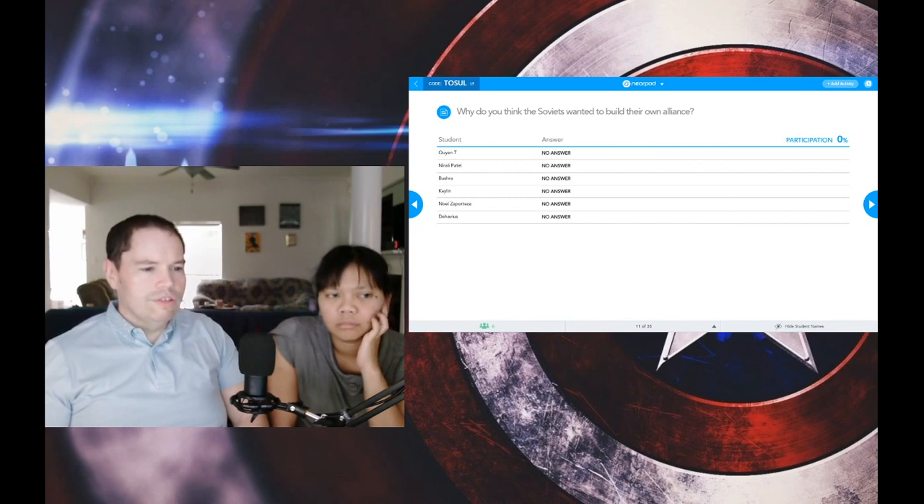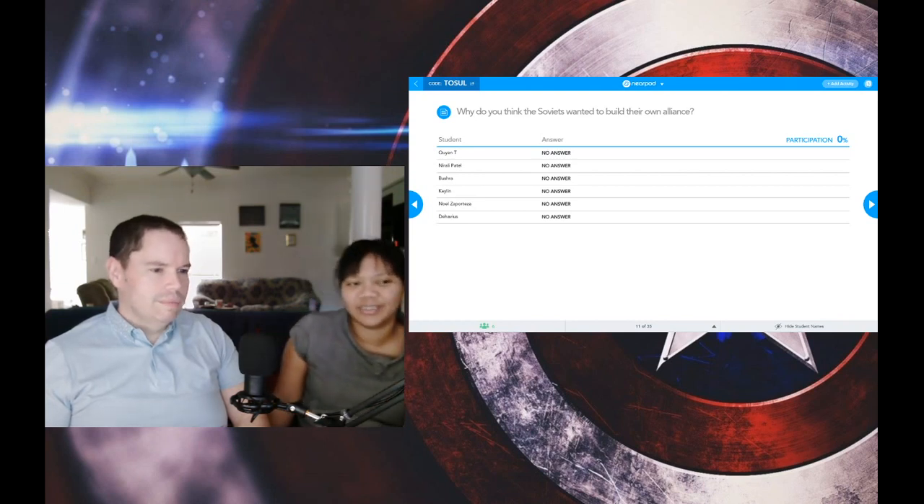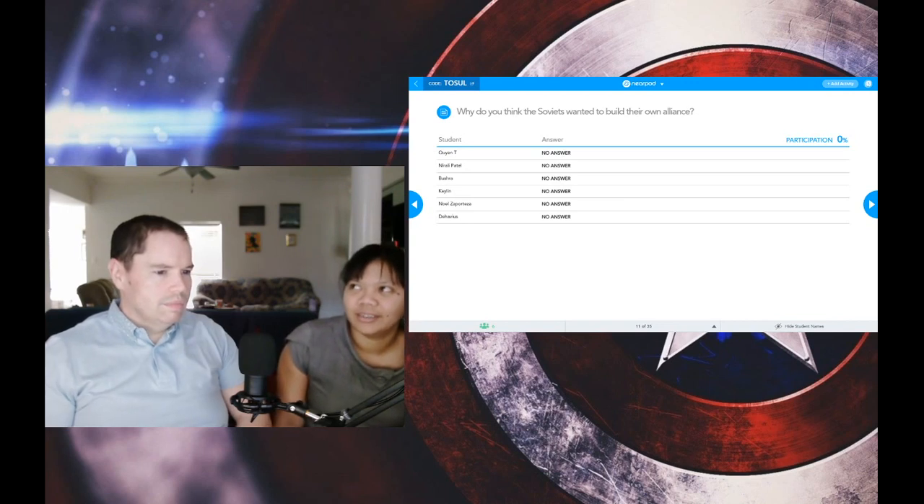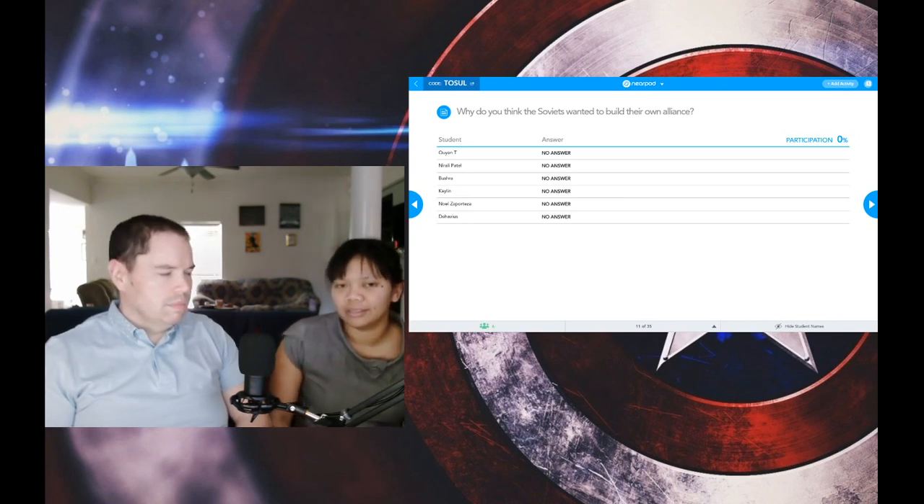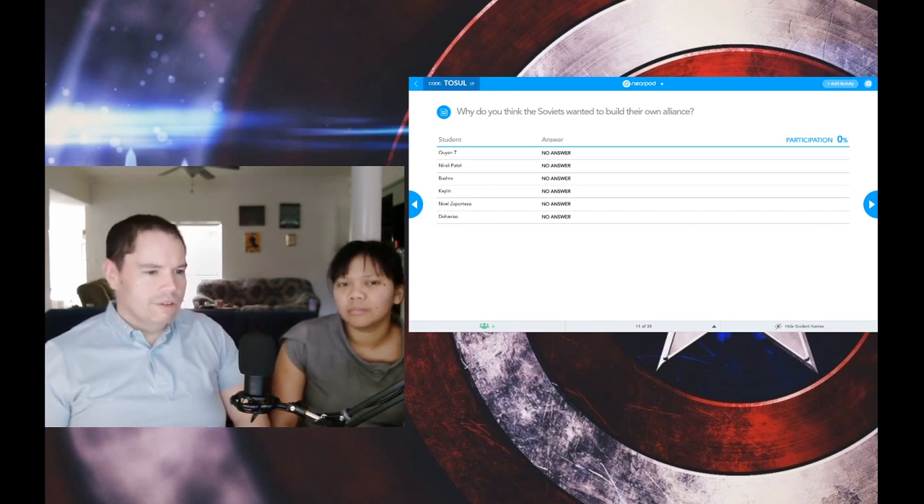Okay, so why do you think the Soviets would want to build up their own alliance? Well, they need their homies. The more backing you get, the safer you are. Right, safety in numbers, that kind of protection.